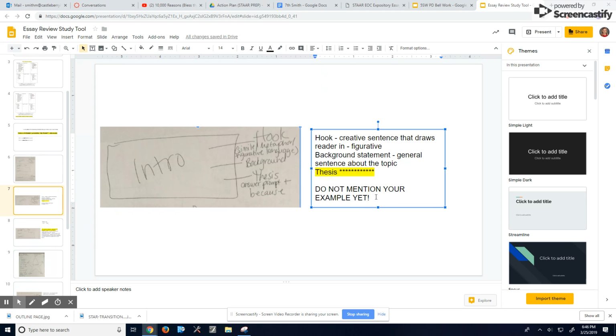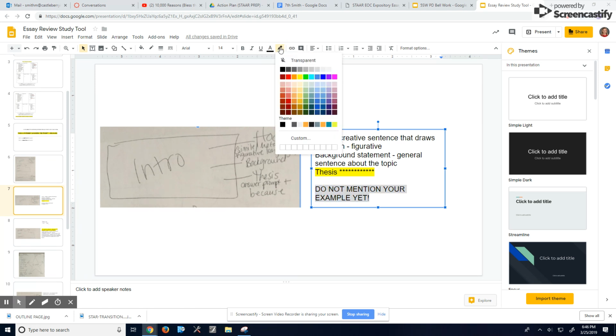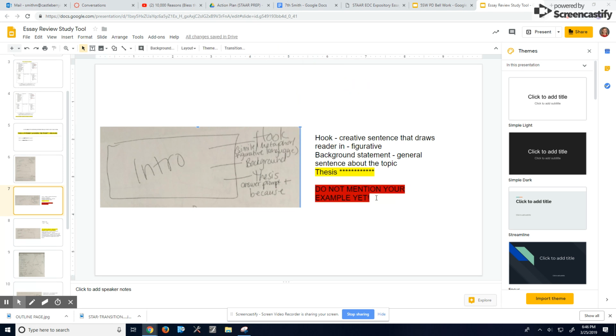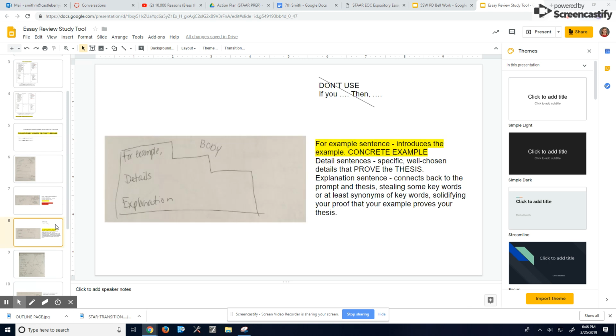Nowhere in this intro are you to mention your example. Do not mention your example, okay? Do not. Stop. All right. Now that you've got your intro written, you're going to move on to your body paragraph.